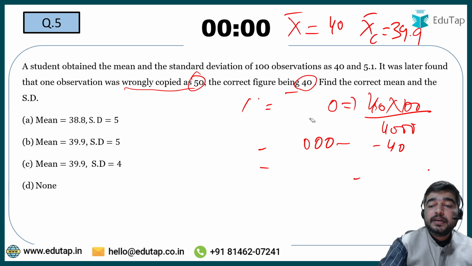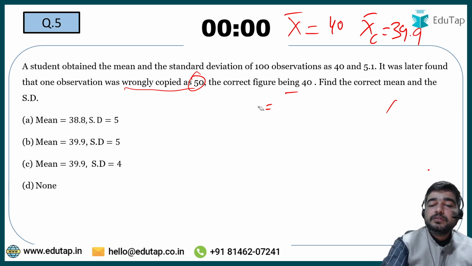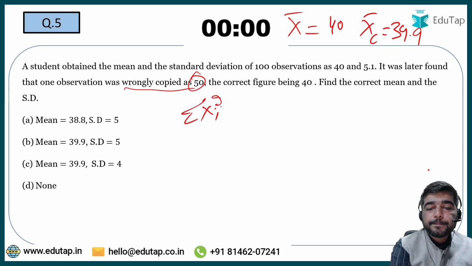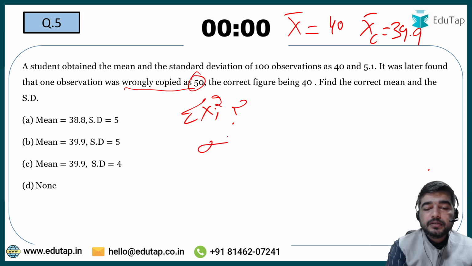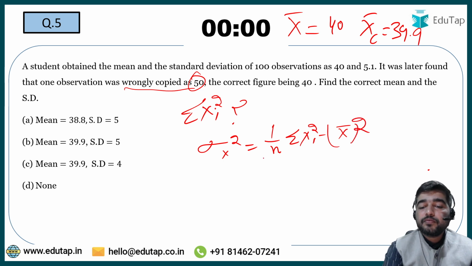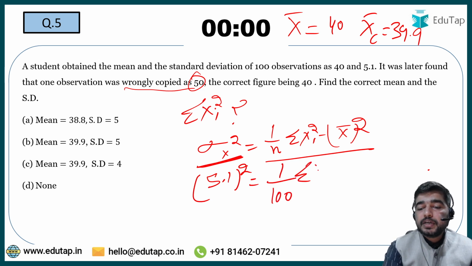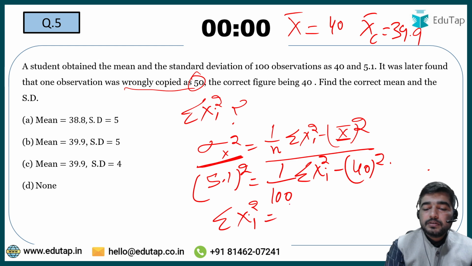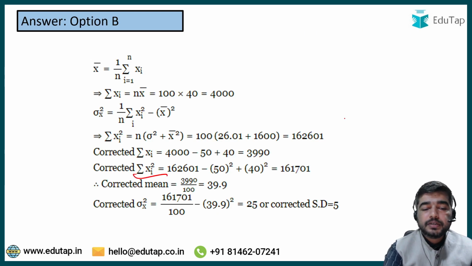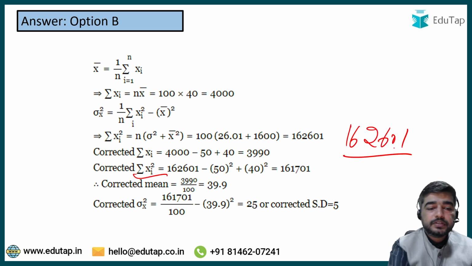Next, you have to calculate the corrected standard deviation. For that we will use the formula: variance sigma square is equal to 1 by n sigma xi square minus the mean square. You have to find this out. We are given the standard deviation, 5.1 square. 1 by n is 1 by 100. Sigma xi square you have to calculate. The mean is 40, and 40 square is 1600. So we can calculate sigma xi square. So sigma xi square is 162601. This is sigma xi square.